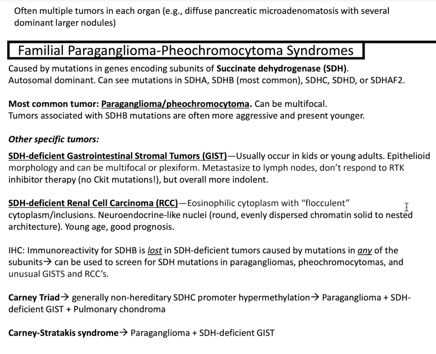Carney triad. This is generally non-hereditary, with SDHC promoter hypermethylation, and it's going to lead to paraganglioma, SDH-deficient GIST, and pulmonary chondroma. Carney-Stratakis syndrome, you have paraganglioma and SDH-deficient GIST.